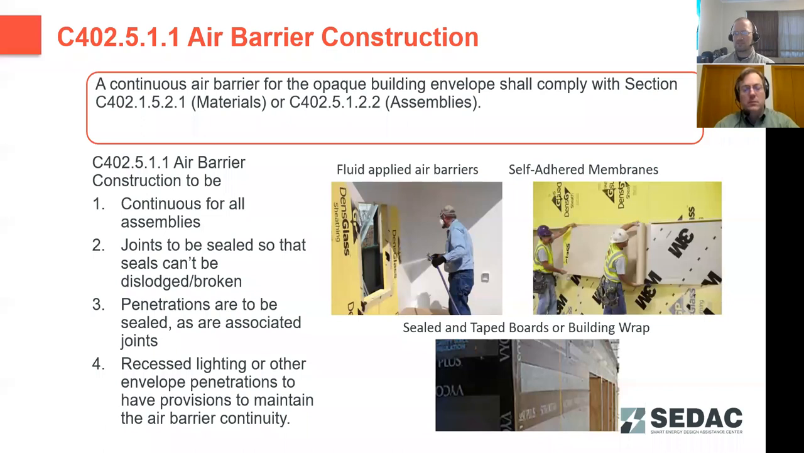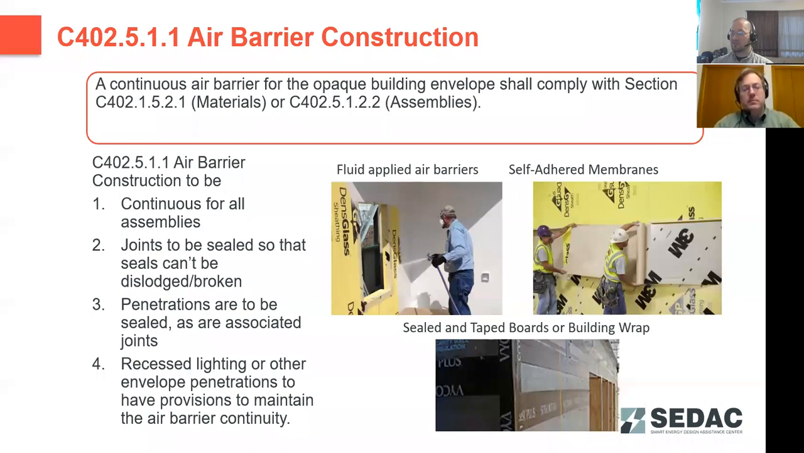What we show here are some examples of assemblies to ensure air barrier tightness. From the top left, the fluid applied barrier is probably the most expensive option, but it's also the most effective. It's also the least common, unfortunately, mainly due to that price point. But we are seeing that starting to gain a footing and show up more frequently on buildings.